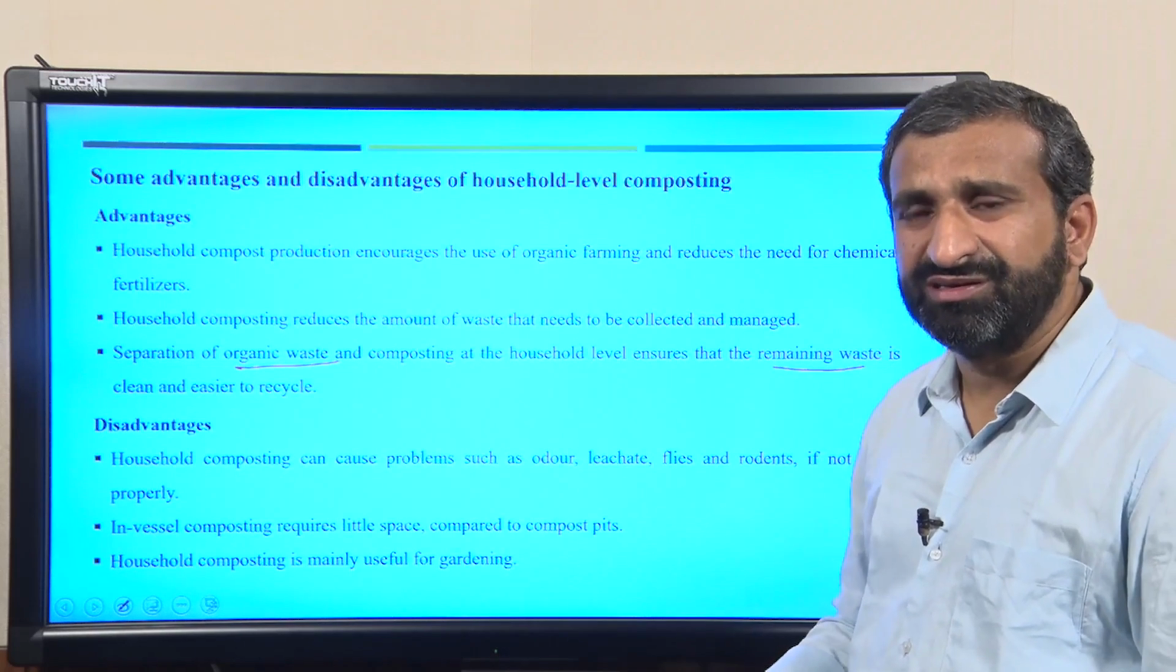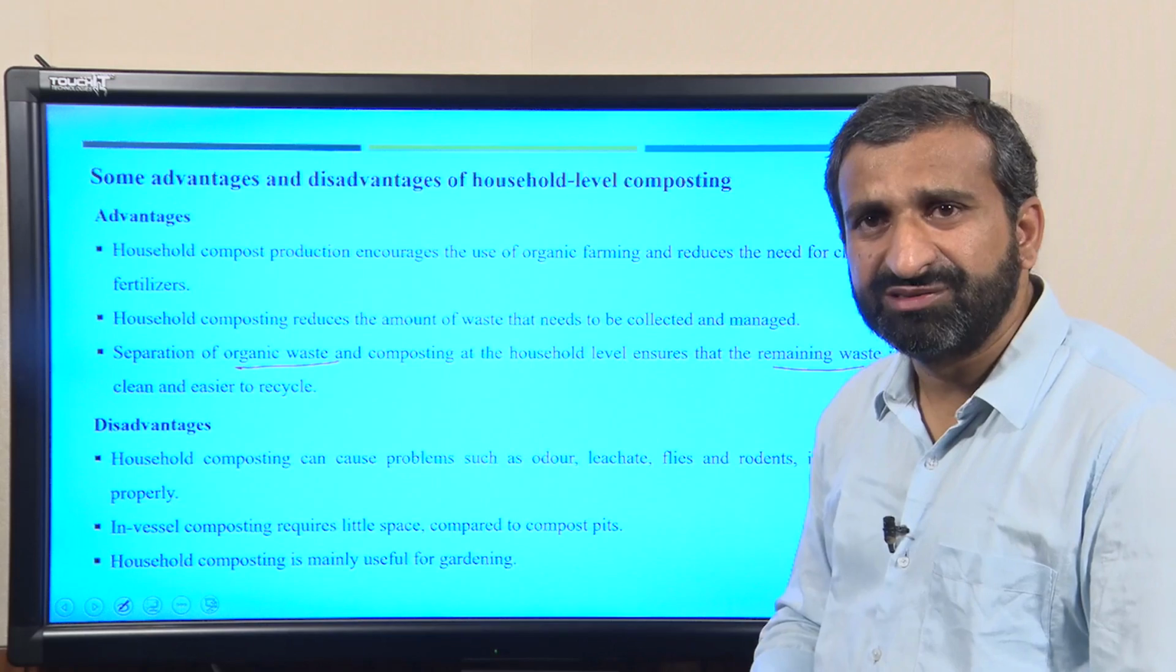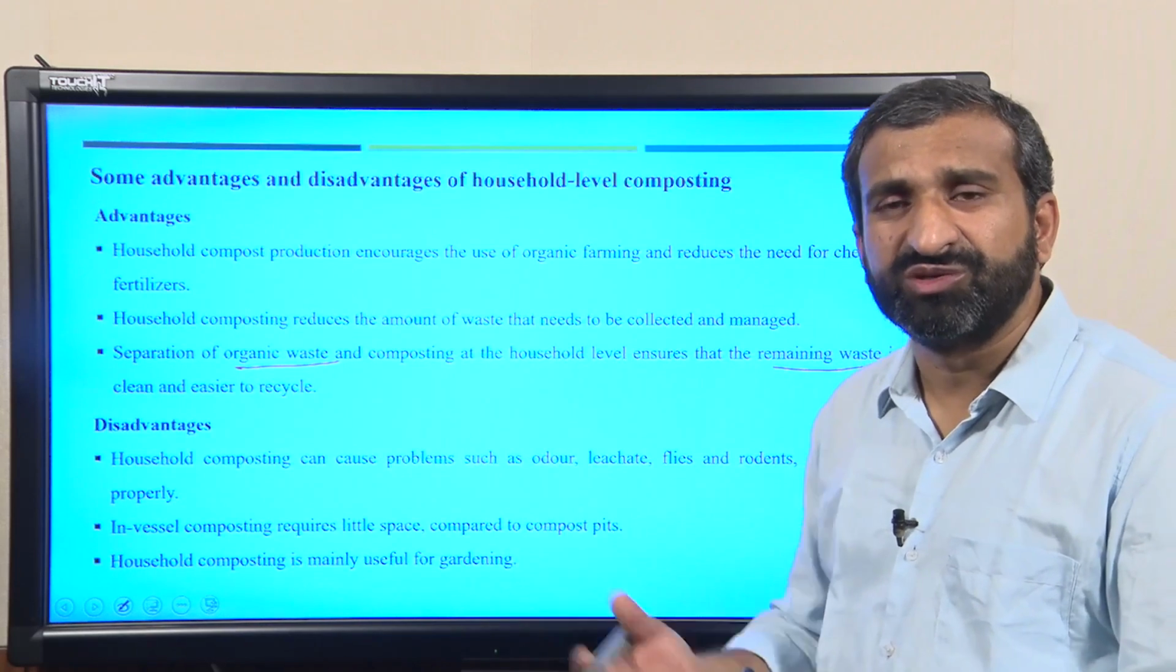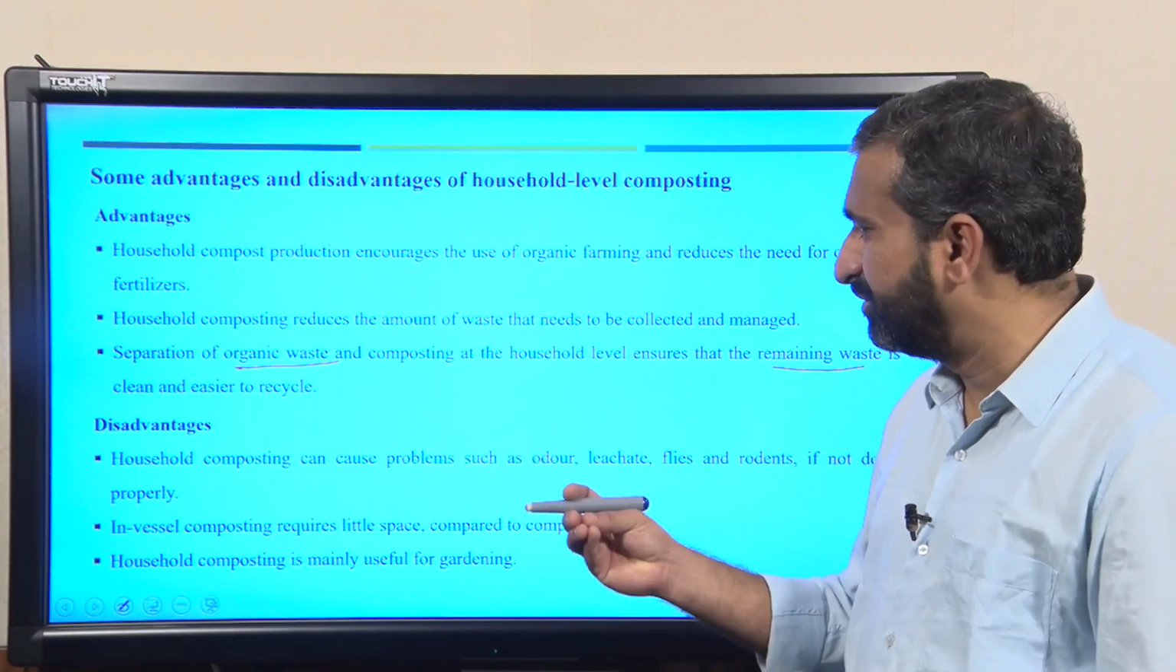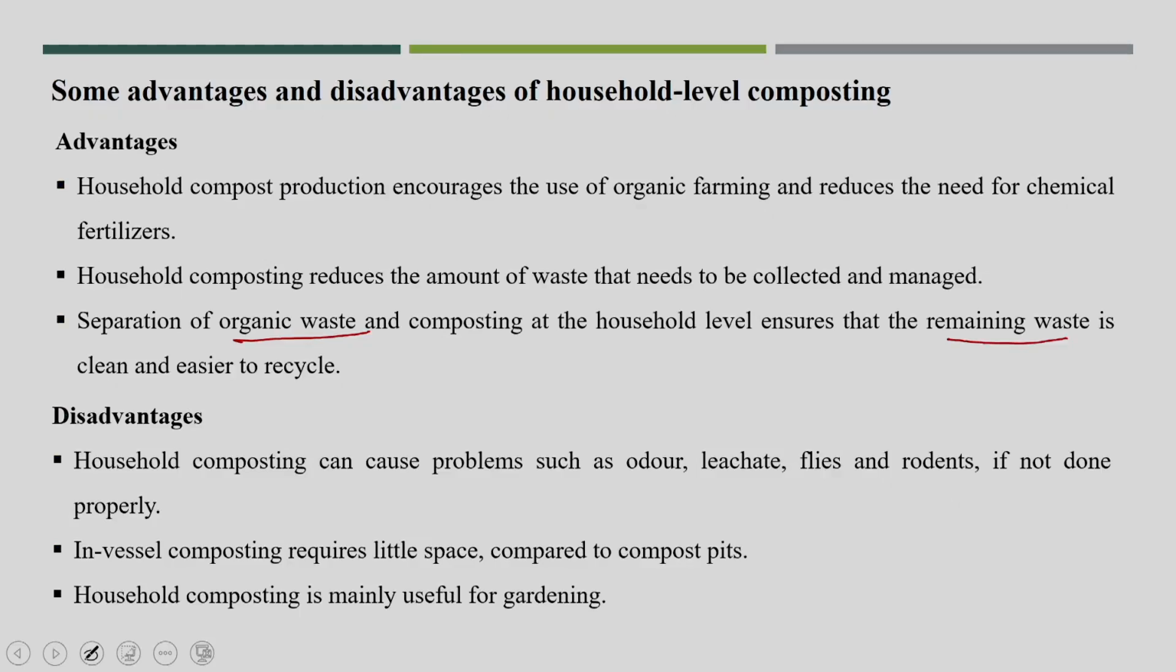If you are going for in-vessel composting, especially rotary drum composting, which is well known, such a unit requires small space, and in maybe 15-20 days we will be able to produce compost. This household compost is mainly useful for gardening purposes, because quality maintenance is difficult for selling, but we can try, if possible, to get some money out of it.